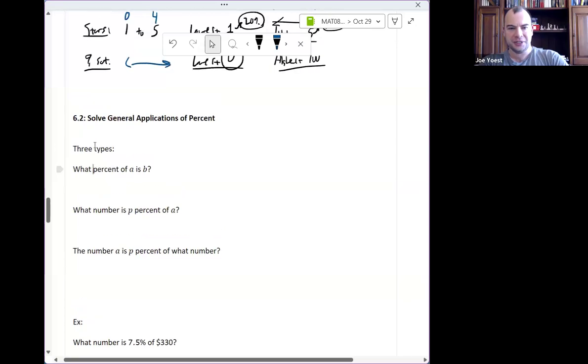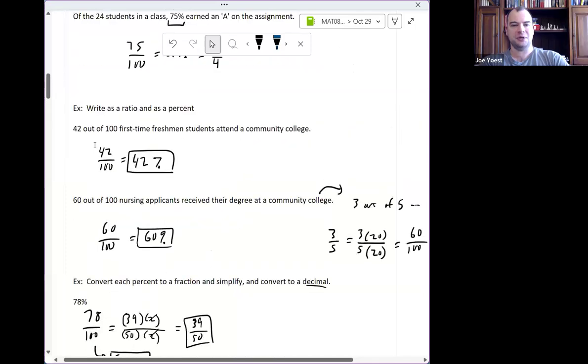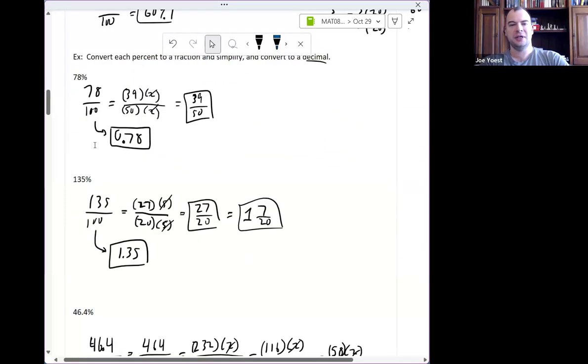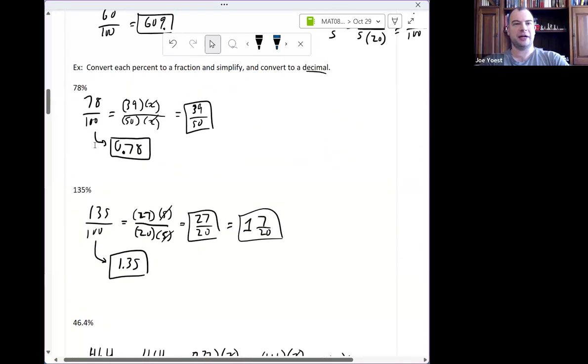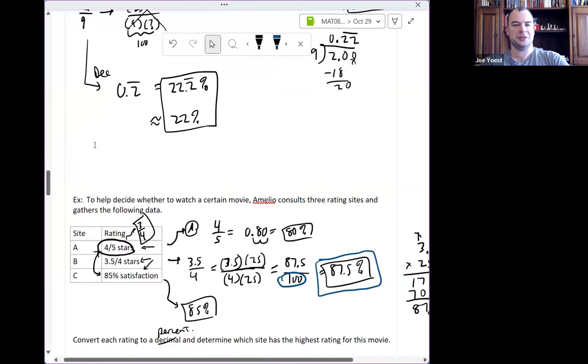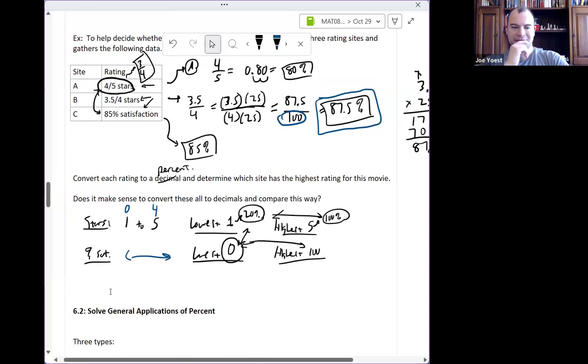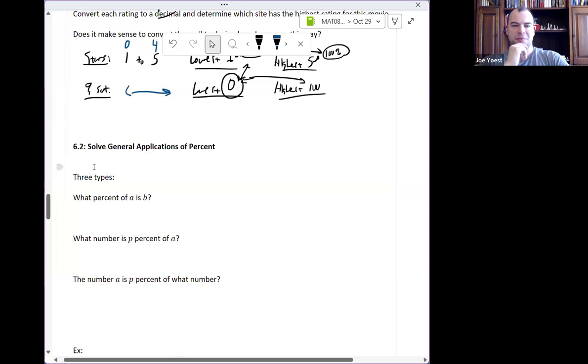Okay, any questions on 6.1? Basic ideas of percent, what a percent is, and converting between fractions, decimals, and percents. Any questions on that? Okay, so then moving on to 6.2.